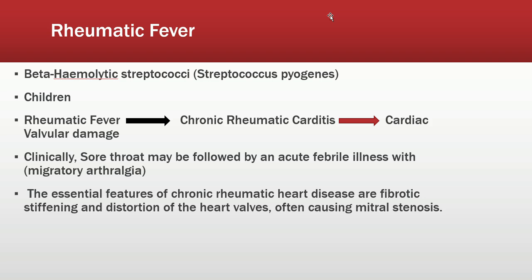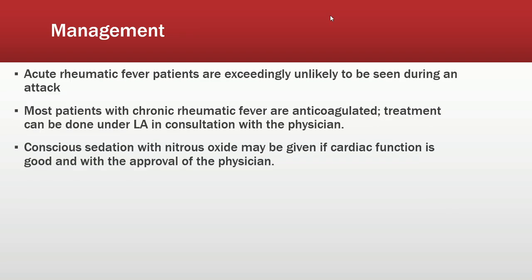Now, the valves should be like a balloon that they enlarge and then come back smaller, enlarge and come back smaller, with an opening that allows the blood to pass. Here in patients with rheumatic fever, we will have fibrotic stiffness, distortion of the heart valves, and most of the time, mitral stenosis. Acute rheumatic fever, they're not likely to be seen.